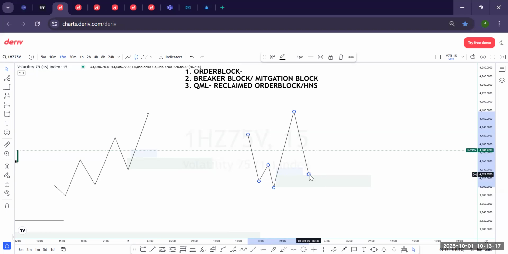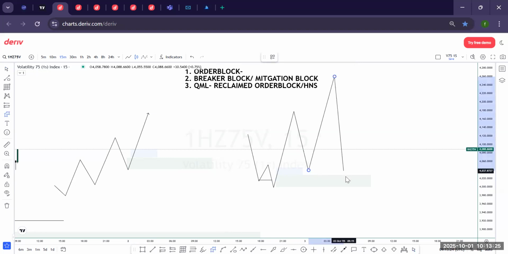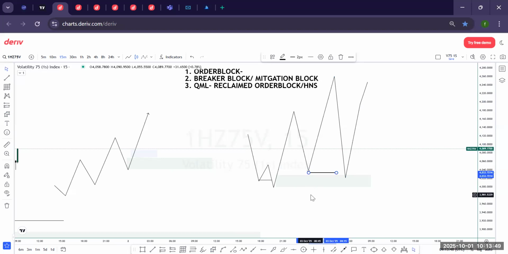And if price is able to give you an inducement and price now comes there, it's like a plus for this point of interest. Sometimes you may not even have a fair value gap, but with this inducement, it's also no problem. With this inducement, this order block is very, very much valid.